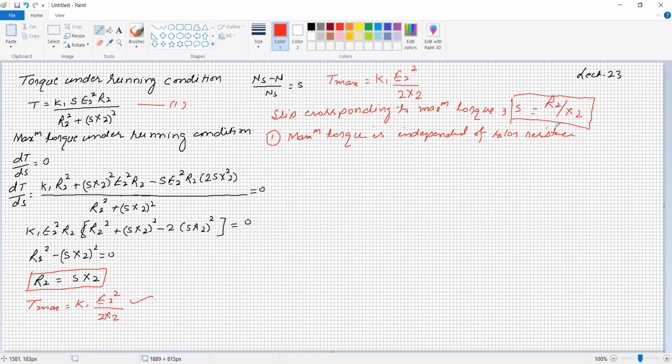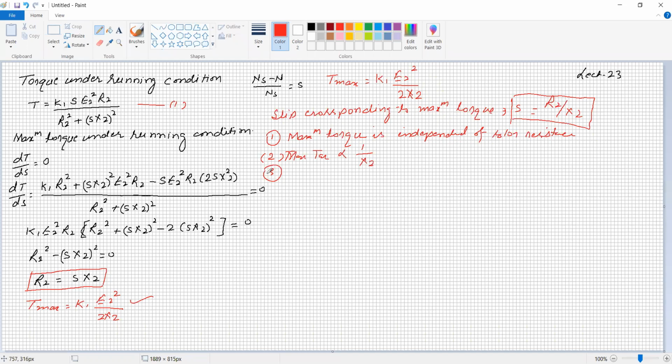Second point, the maximum torque varies inversely with the standstill reactance. See here, the maximum torque is inversely proportional to the standstill reactance X2. Second point, maximum torque is inversely proportional to standstill reactance.